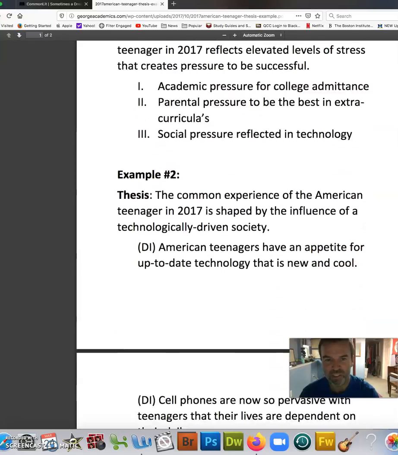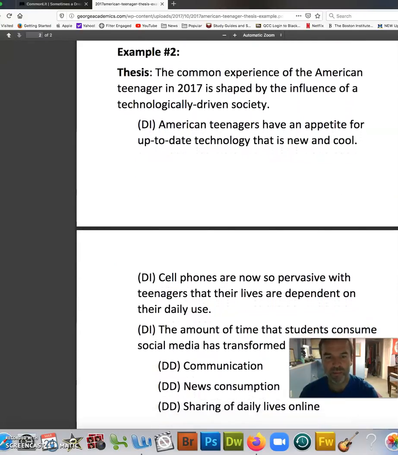Another really quick example that goes a little bit more in depth: if I take the common experience of the American teenager in 2017, it is shaped by the influence of a technologically driven society. Okay. Now, if I look at 3 examples of topic sentences or developmental ideas, whatever you want to call them, I provided up-to-date technology, cell phones, and social media.